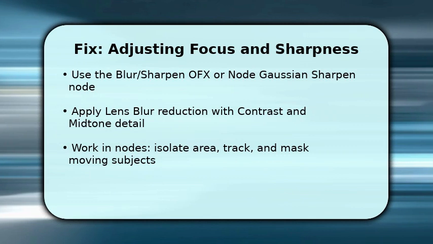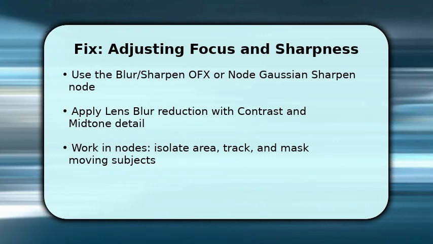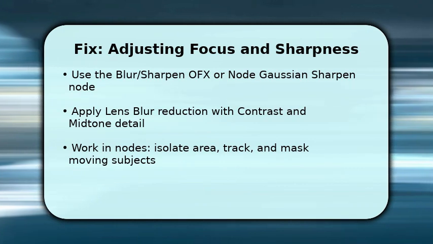If softness is from lens aberration, add a lens blur reduction and boost midtone detail for perceived clarity. Adjust contrast subtly to enhance edges. Make sure to toggle before/after.